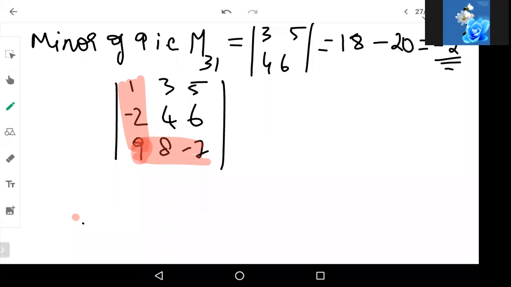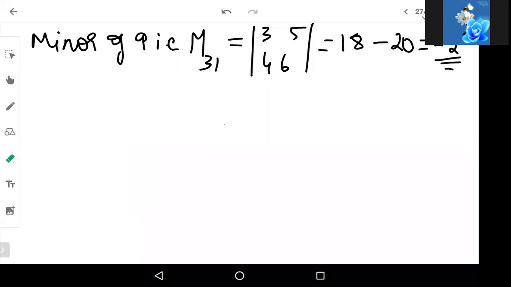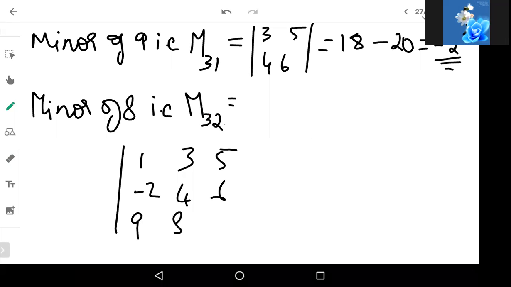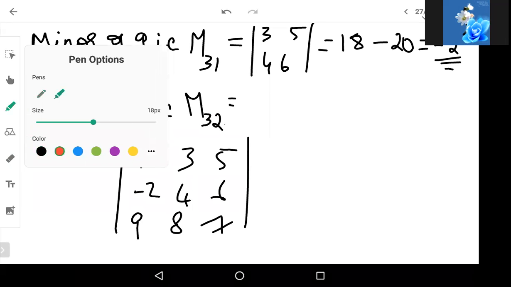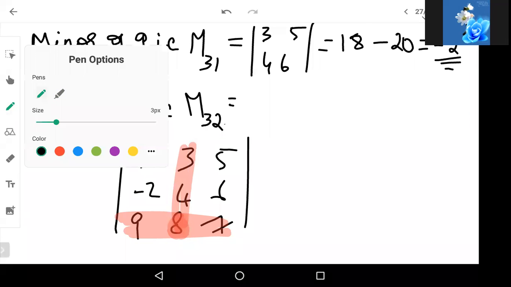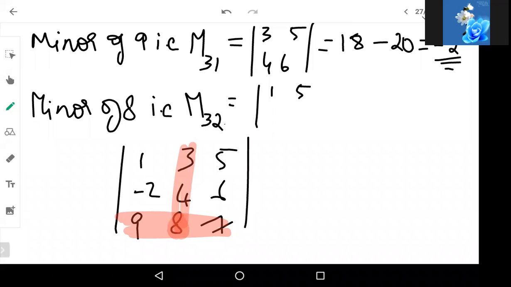Good. Now find the minor for the next one. Next element is 8. So minor of 8, that is minor of third row, second column. Okay. So again, determinant, if you see, 1, 3, 5, minus 2, 4, 6, 9, 8, minus 7. Now I want the minor for this. So I take away the third row and the second column. So what do I get? 1, 5, minus 2, 6.